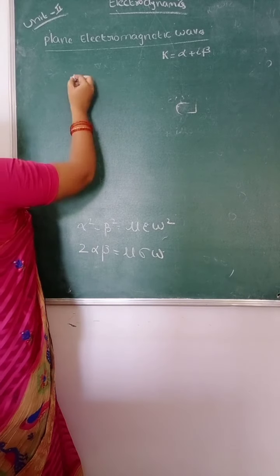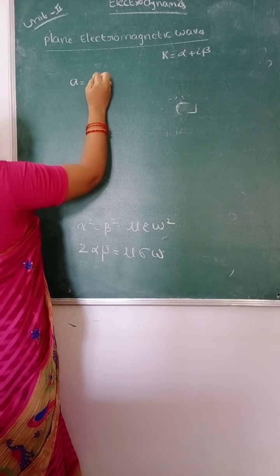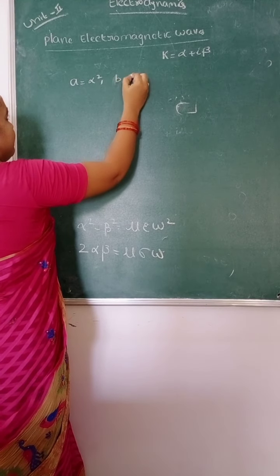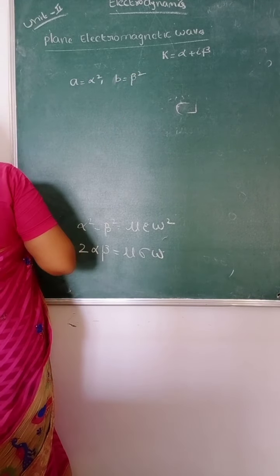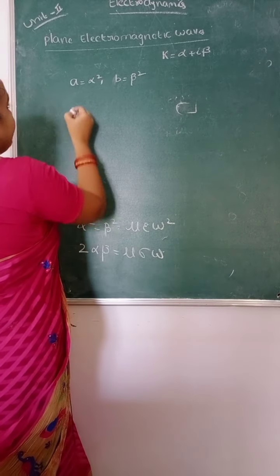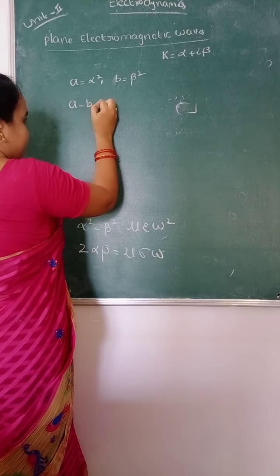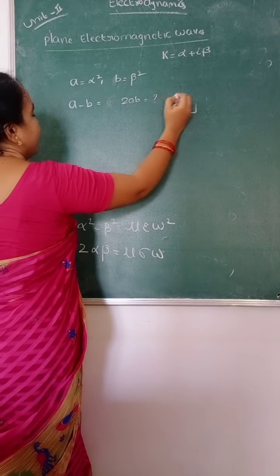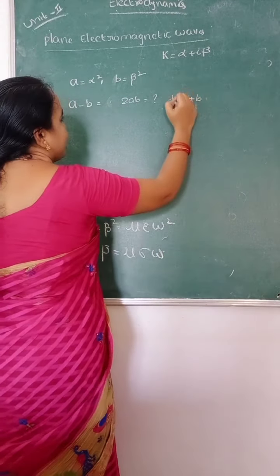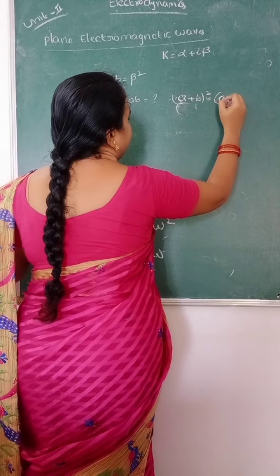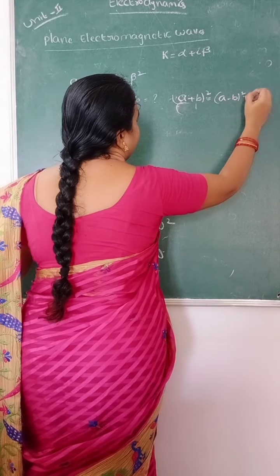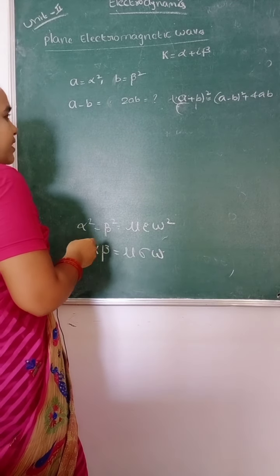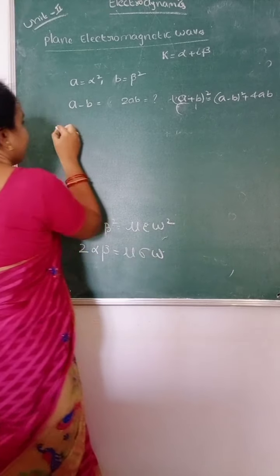Here let us assume that A is equal to alpha square, B is equal to beta square. Here we get A minus B some value and 2AB is some value. Then how can we calculate A plus B? A plus B whole square is equal to A minus B whole square plus 4AB. Similarly, we can get the alpha square plus beta square whole square value.